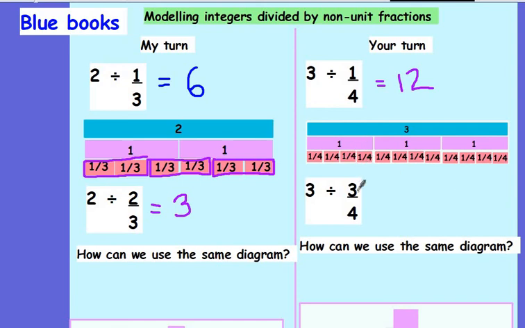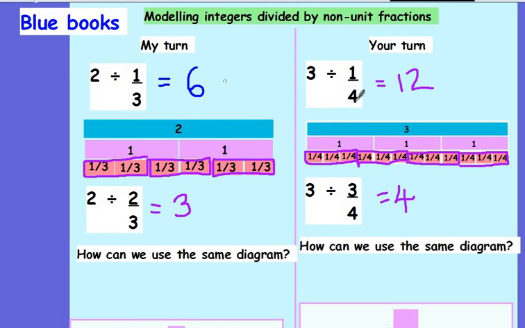Right, let's go through the answers. If I put 3 lots of quarter together, like so, there's 1 lot of 3 quarters. Here's my second lot of 3 quarters. Here's my third lot of 3 quarters. And here's my fourth lot of 3 quarters. So 3 divided by 3 quarters is going to be, how many 3 quarters can I get within 3? I can get 1, 2, 3, 4 lots of 3 quarters within my big bar that is 3.